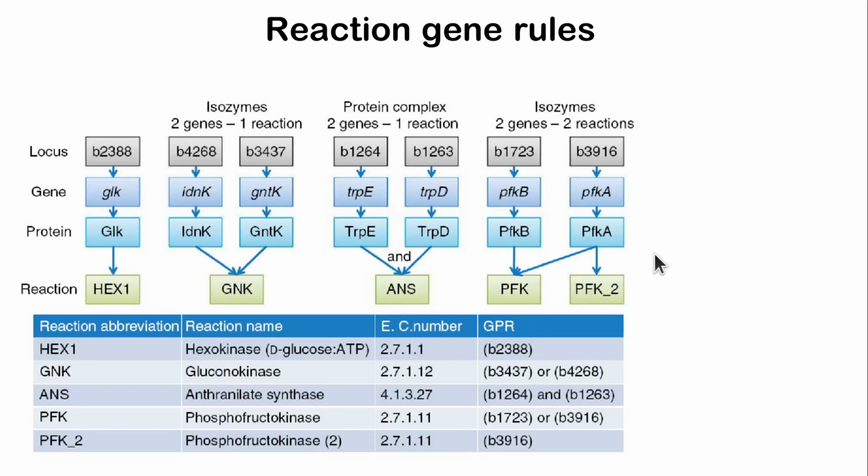The third case is where we have a protein complex, where essentially two separate gene products combine, and that combined gene product is necessary for the reaction to flow. In that case, as we see here, for A and S to flow, merely B1264 alone or B1263 alone is not sufficient. We would need both of them to be present. That is equivalent to an AND check in terms of Boolean logic.